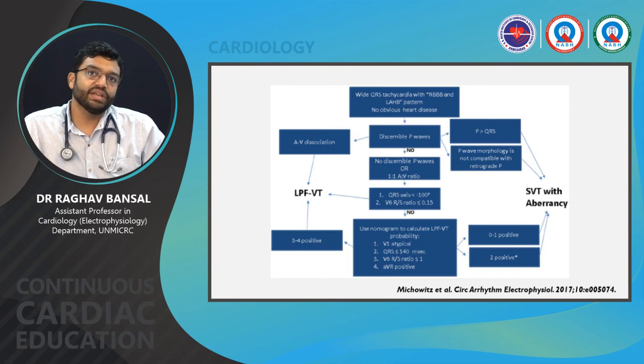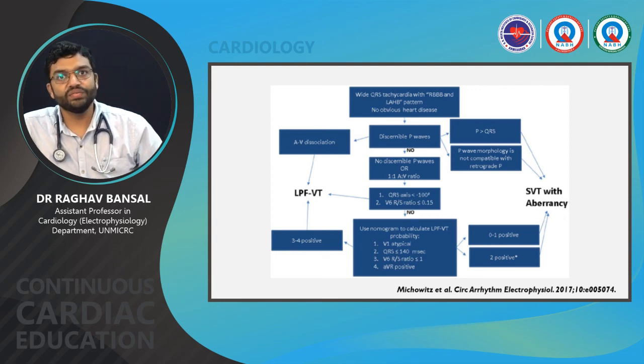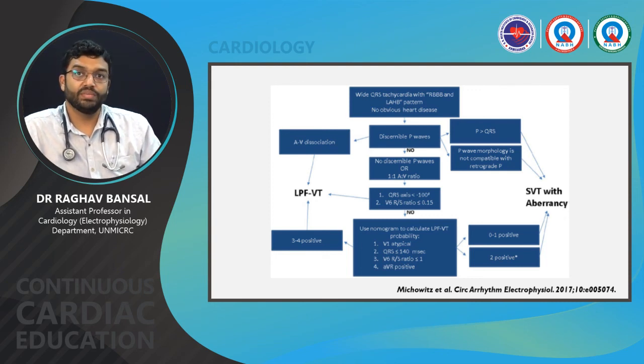If the VA ratio is 1:1, then we should look at the QRS axis and the RS ratio in lead V6. If the QRS axis is less than minus 100, an extreme left axis, and lead 1 is also negative, then it mostly points towards the posterior fascicular VT. Also, if the RS ratio in V6 is less than 0.15, meaning we have a very deep S wave in V6, it points towards fascicular VT. If none of these features are there, then we have to look at these 4 features.